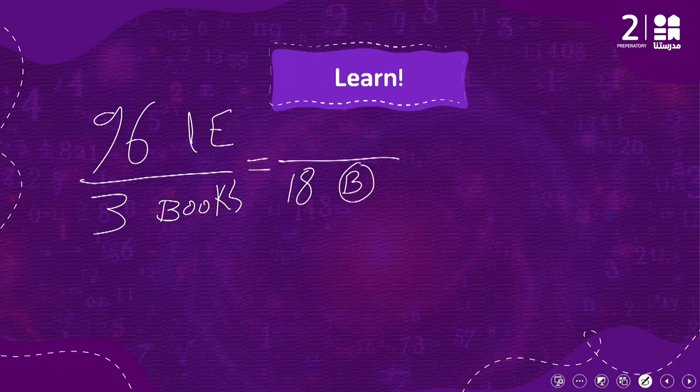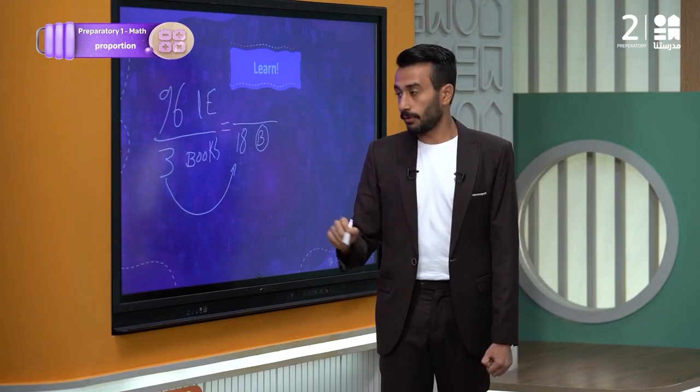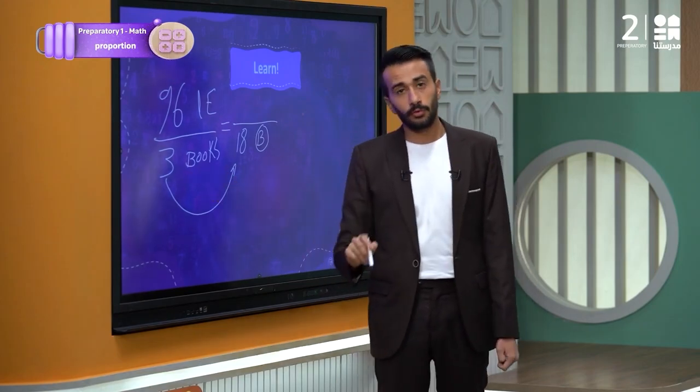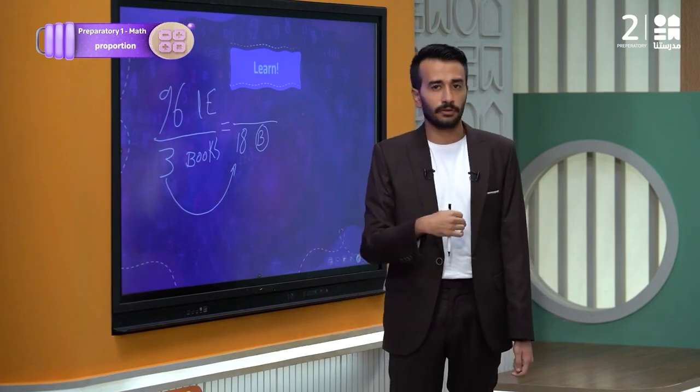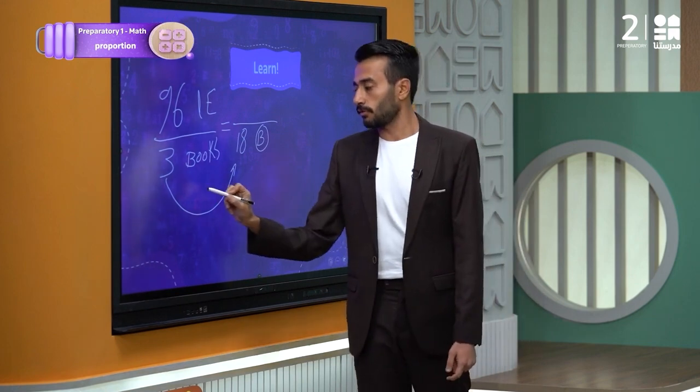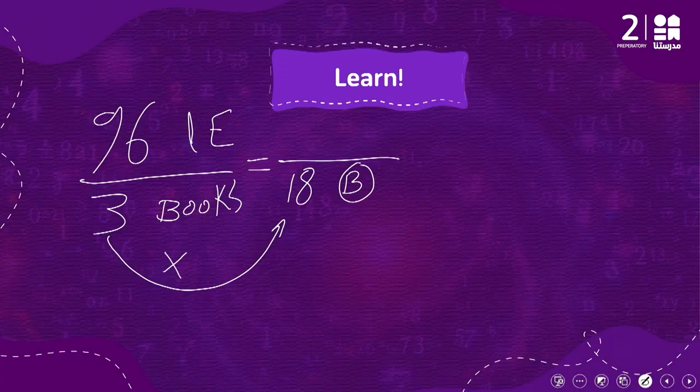Now, this 3 needs to be 18. Can you find a number multiplied by 3? As we said before, we don't use addition or subtraction. It's multiplication or division only. So 3 times a number to be 18, you can use your calculator. 18 divided by 3 to find this missing number, which is 6. So 3 times 6 is 18.